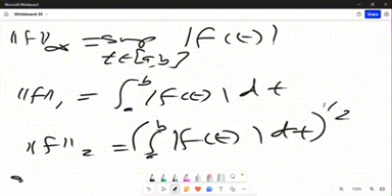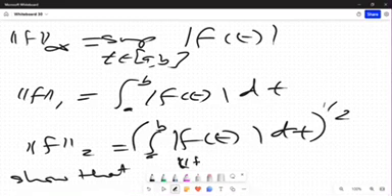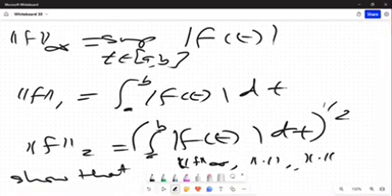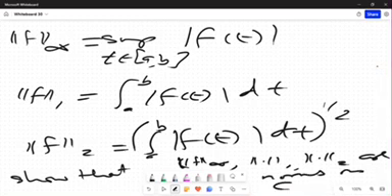So show that the norm infinity, norm 1, and norm 2 are norms on C[a,b]. That's your assignment. So you show that these are norms on C[a,b]. Okay, so that's our lecture for our class for today.